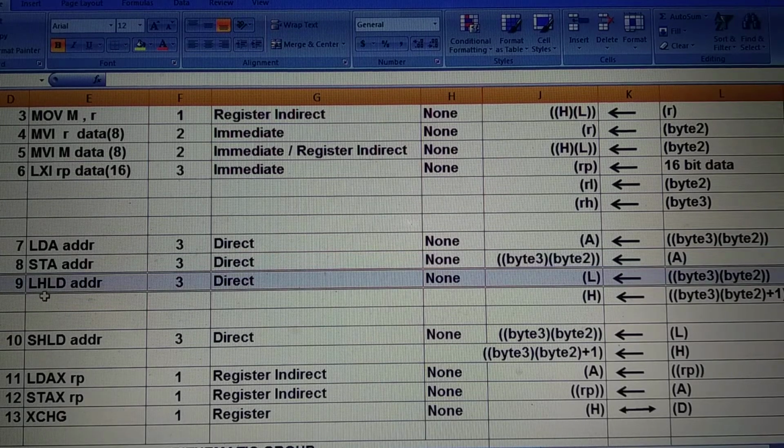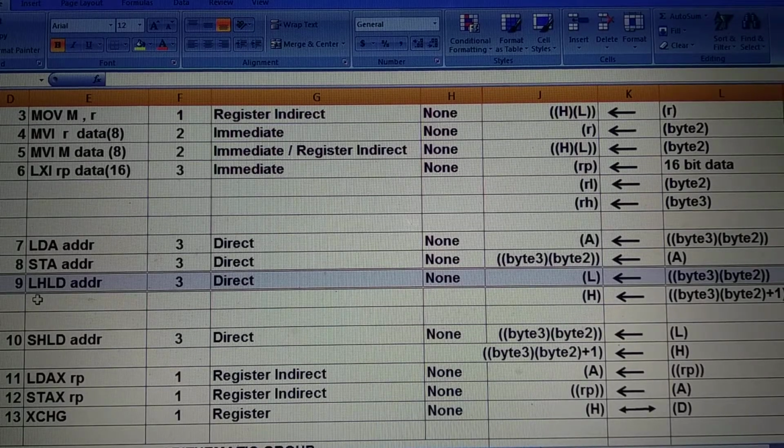Next, LHLD, load H and L direct. Load means to bring the data. Where to bring the data? To register H and register L. From where the data is to be brought, the second and third bytes of the instruction give the address. From that address, from that memory, bring the data to register L, and from the next consecutive memory, bring the data to register H. The second and third bytes of the instruction give the memory, therefore direct.